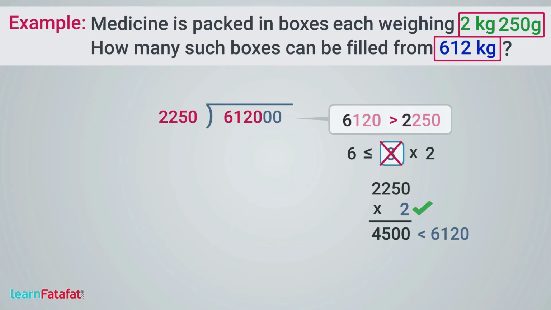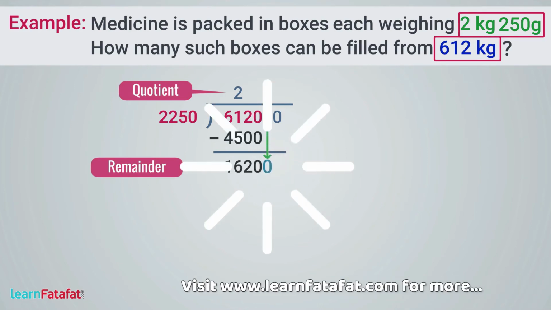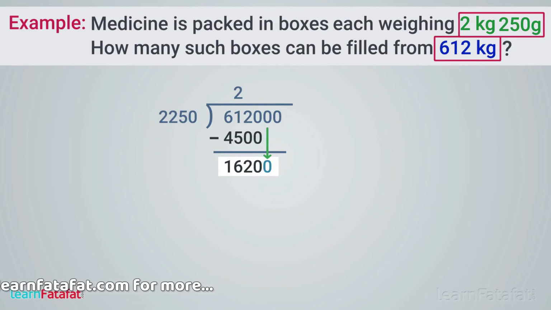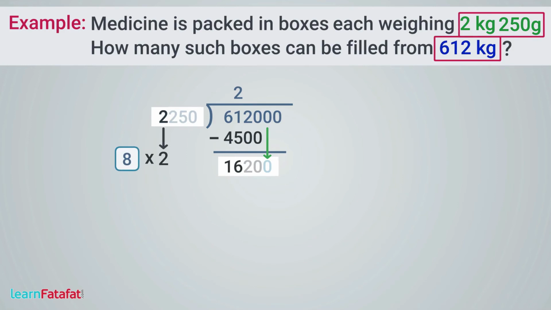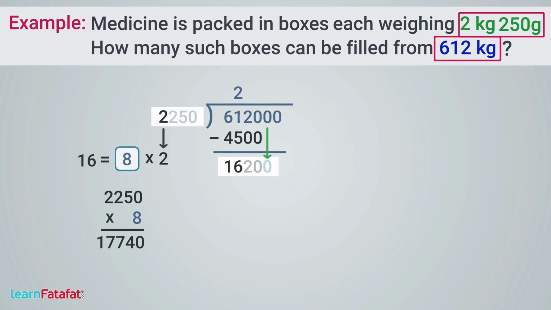The division with quotient 2 leaves remainder 1620. Bring down next digit, that is 0. Number becomes 16200. Neglect last 3 digits of both numbers. Here 8 times 2 is 16. So 8 can be a suitable quotient. Let's verify it. 2250 multiplied by 8 is equal to 17,740, which is greater than 16,200.